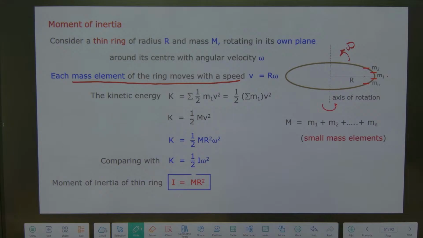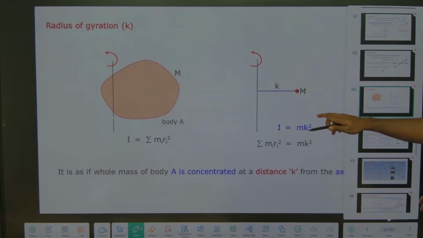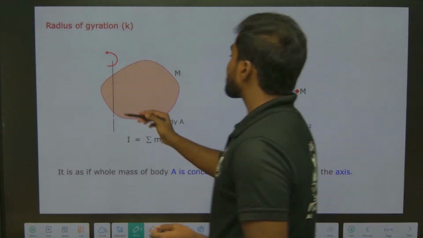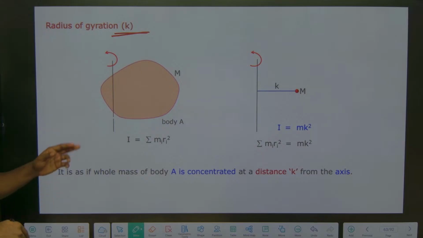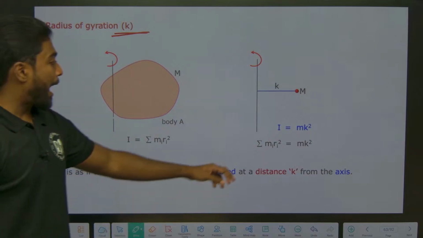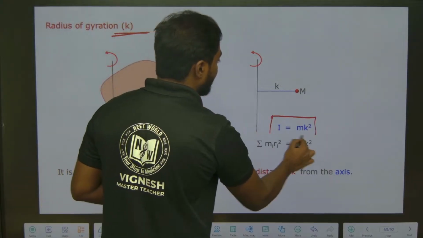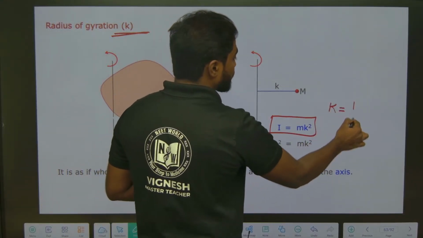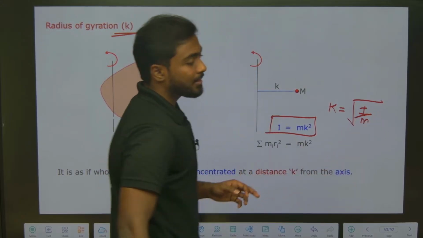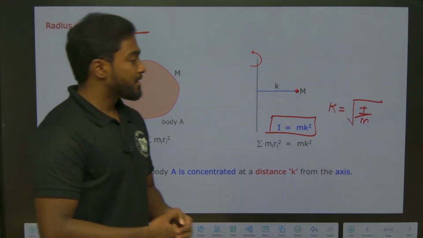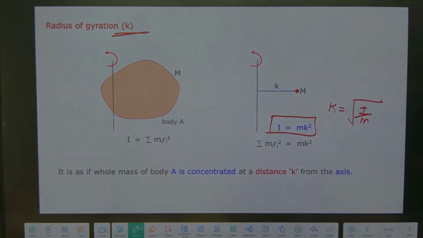Done? Okay, we will go for the next one. So radius of gyration, which is denoted by the letter K. The relation between the radius of gyration and the moment of inertia is I equal to mk square. So we can write K equal to root over I by m, where I is the moment of inertia and m is the mass, and K is the radius of gyration. It is as if all the mass of a body is concentrated at the distance K from the axis.